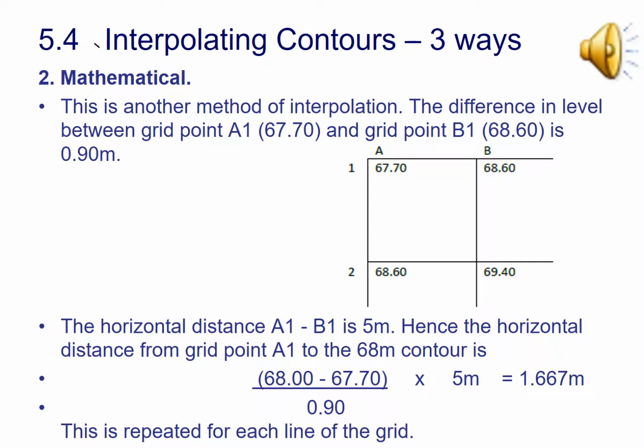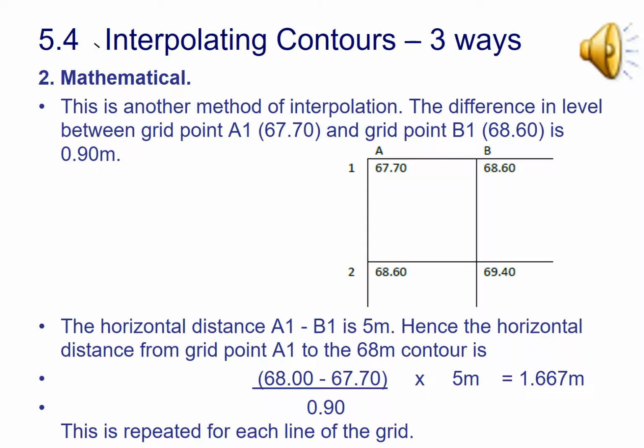So I'm looking for 68, so 68.00 minus 67.70, which tells me proportionally how far I need to go to get to 68 meters, in this instance 0.3 meters, over the total elevation between A1 and B1, which is 0.9 meters, multiplied by 5 meters, my grid length, is 1.667 meters. So if I'm scaling this on plan, and the distance horizontally on plan between A1 and B1 is 5 meters, then I just scale along the line 1.667 meters, and I know that's where the contour of 68 meters passes that line.